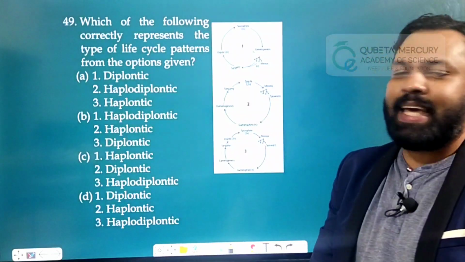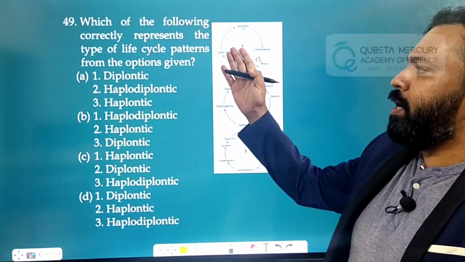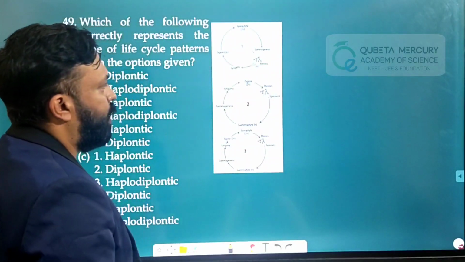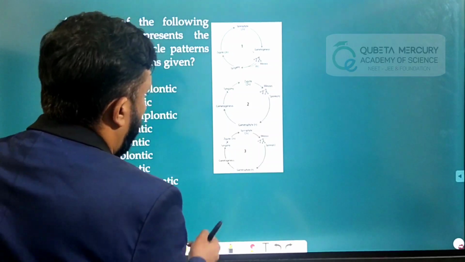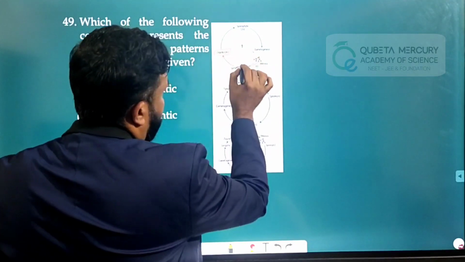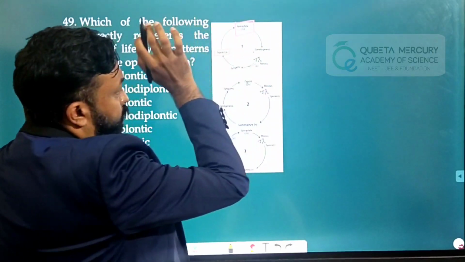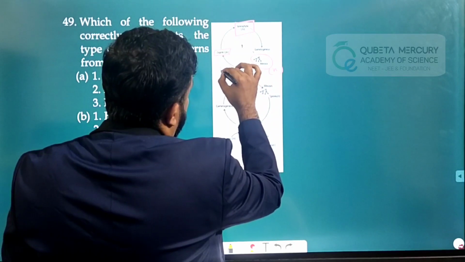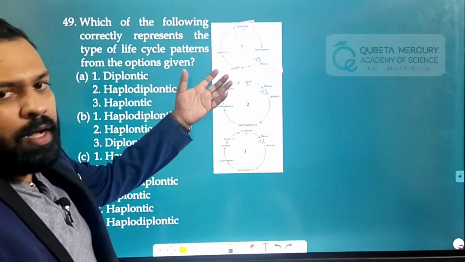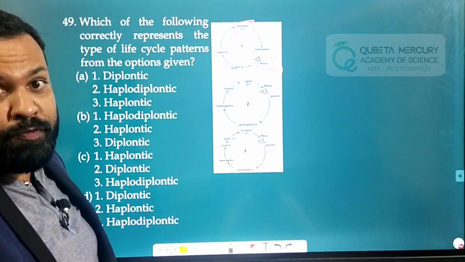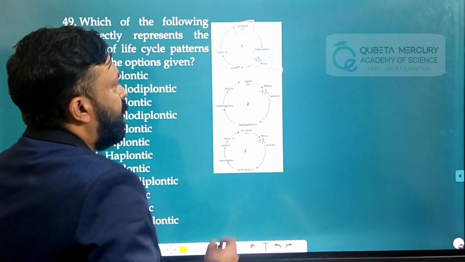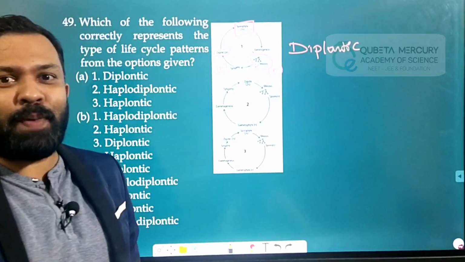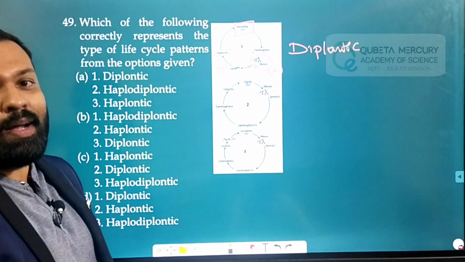Alright, here comes our second last question from the chapter Plant Kingdom. Which of the following correctly represents the type of life cycle patterns from the options given? Three pictures are given here. In the first picture, the zygote is represented, that is diploid. The developed sporophyte is represented here, that again is diploid. During gametogenesis, the gametes formed alone are haploid. Under syngamy, the 2n condition will be restored. In such a life cycle, the predominant stages are all represented by the sporophyte, the diploid stage. The gametophyte is primitive. Thus, this life cycle is the diplontic life cycle, shown by an alga called Fucus, and all the seed-bearing plants like gymnosperms and angiosperms also show the diplontic life cycle.